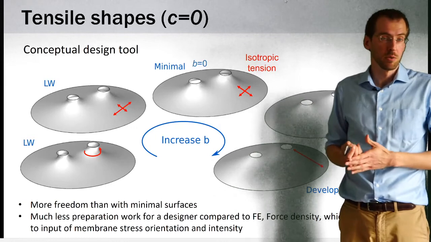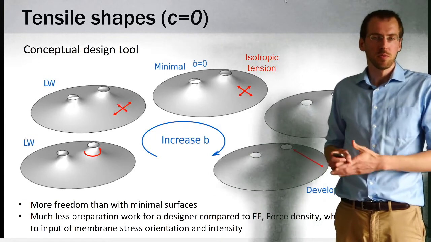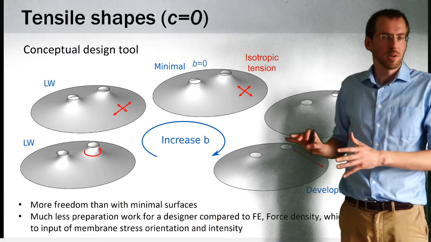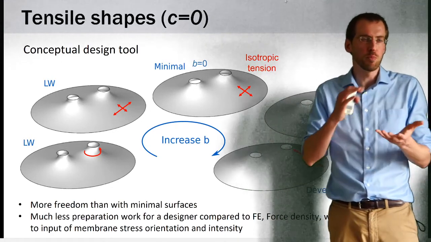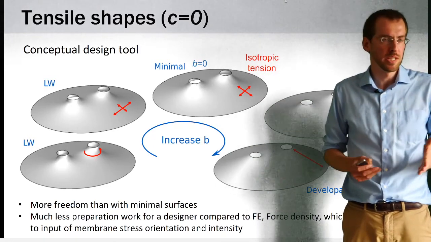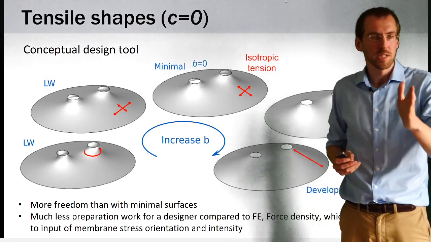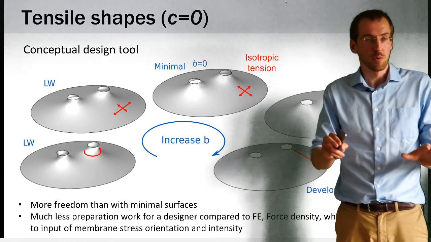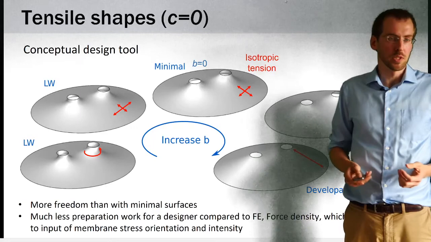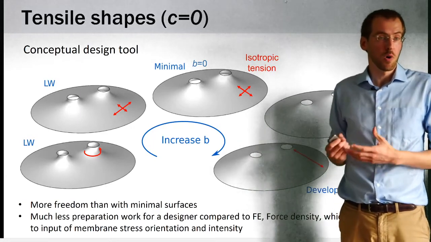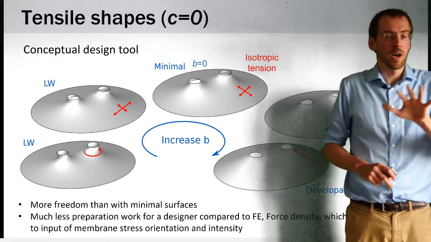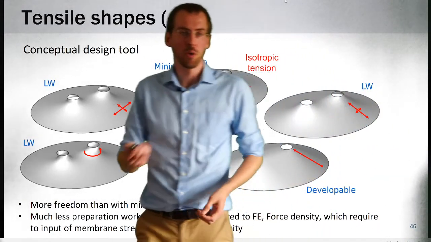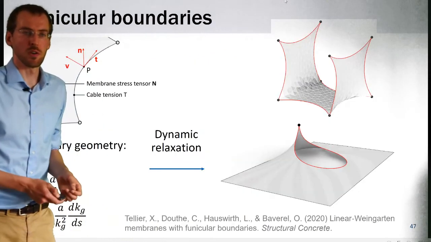For this, you will need to use methods like finite elements or force densities, but these more advanced methods would require a lot of pre-processing work for a designer. You will need to prescribe the orientation of stresses and the stress ratios, whereas here you can just plug in your boundary and obtain a nice variety of shapes. So this is a very useful tool for conceptual design stages in which you are just considering a tensile option but still thinking about other ways to build your structure.